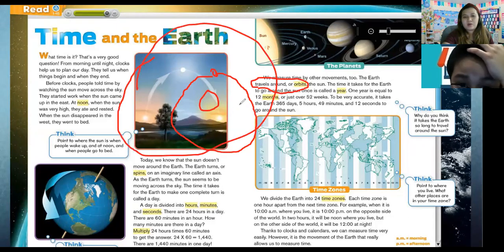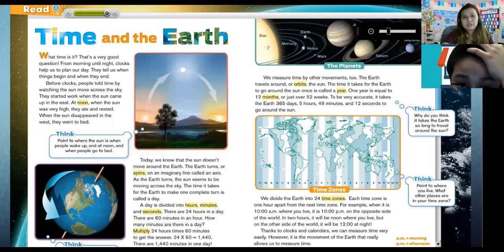So remember, the sun is in the center of the solar system. If you look closely, this is the sun. The sun is very big. And we have here the different planets: Mercury, Venus, Earth, Mars, and so on.